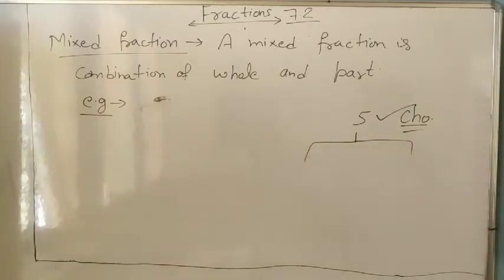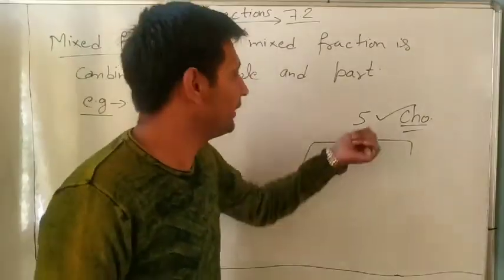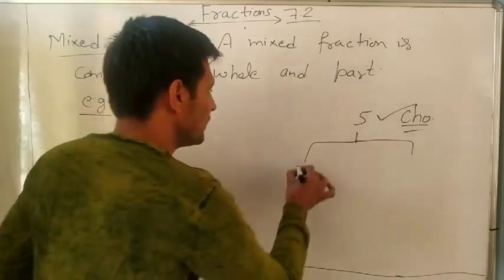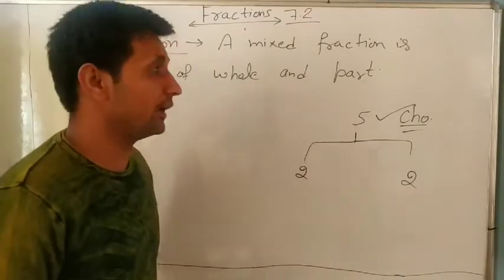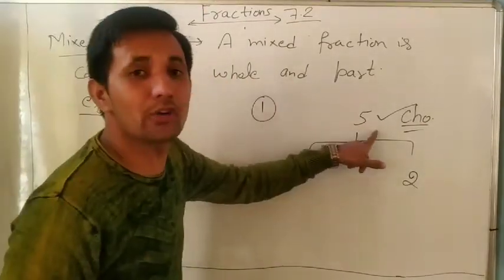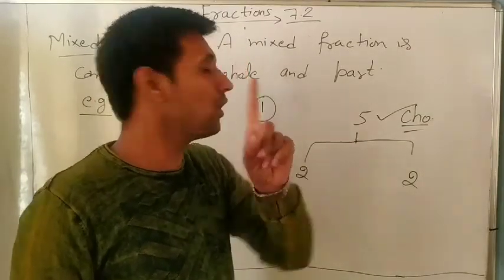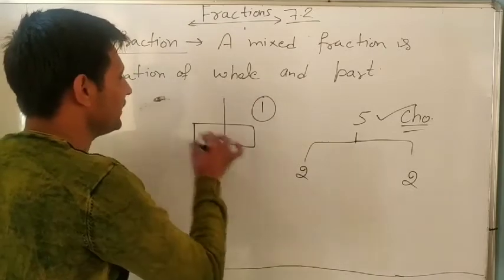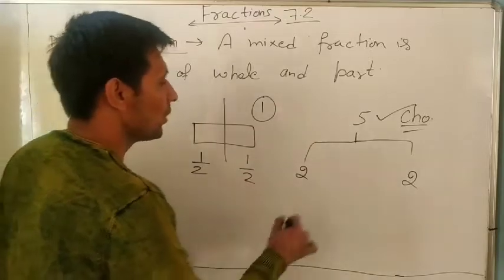Okay, you have 5 chocolates and you want to divide the 5 chocolates between you and your friend. Suppose first you took 2 chocolates and your friend also took 2 chocolates. Now how many chocolates remain? 1 chocolate remains, because how many total? 5. 2 plus 2, 4. So how many chocolates remain now? 1. So from the 1 chocolate, what will you do? You will divide it into 2 equal parts, half, 1 by 2, 1 by 2.